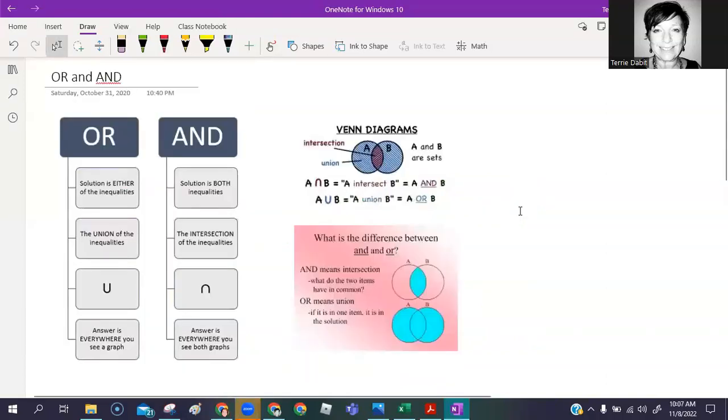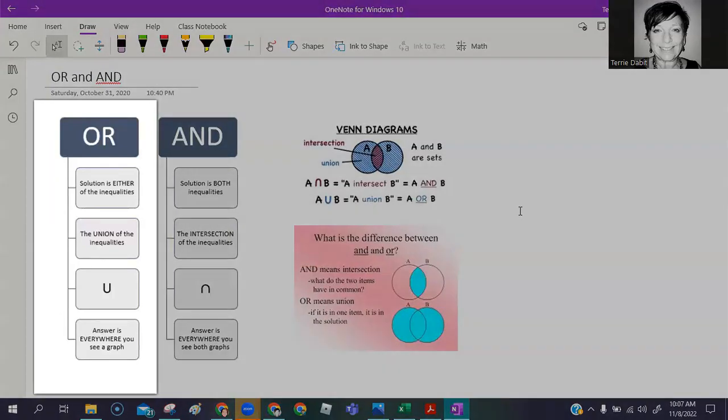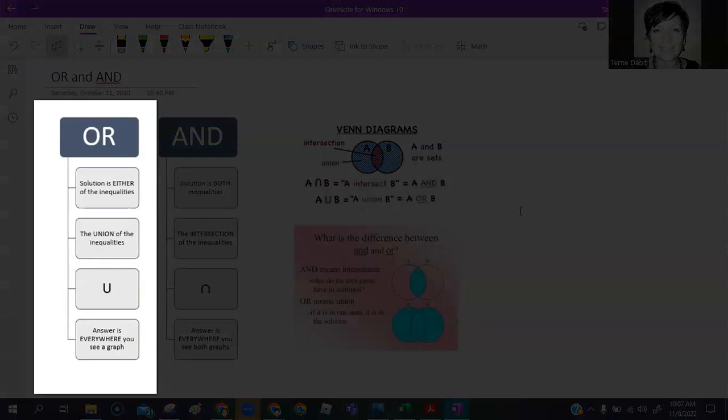A couple things. You've got this Venn diagram that will show you what and and or mean. Let's start with the or. The or means that the solution could be in either of the inequalities. It could be on the A side, it could be on the B side. It also refers to the union of the inequalities. The union will take account of everything. It is signified by a U, and the answer is everywhere you see a graph.